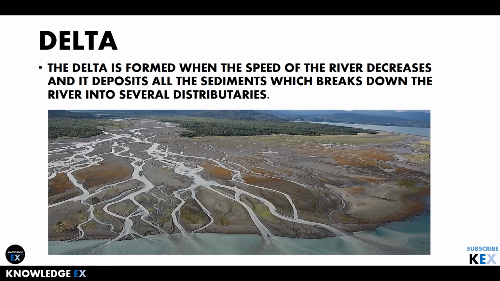Next one is the delta. A delta is formed when the speed of the river decreases and it deposits all the sediments, which breaks the river into several distributaries, and this structure formed is known as a delta.